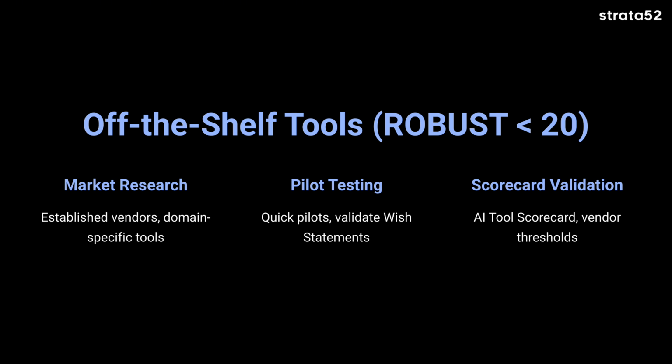Now, at this stage, even if your ROBUST score is, let's say, below 20, that is just indicative of you searching for an off the shelf solution. Sometimes you'll have a wish statement that doesn't have a solution that is built for it yet. So it's not a hard and fast rule that you will always find an off the shelf tool for a score below 20. The ROBUST scores are more of a guide for where you should be putting your attention.